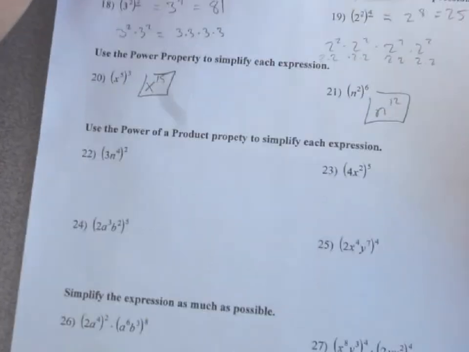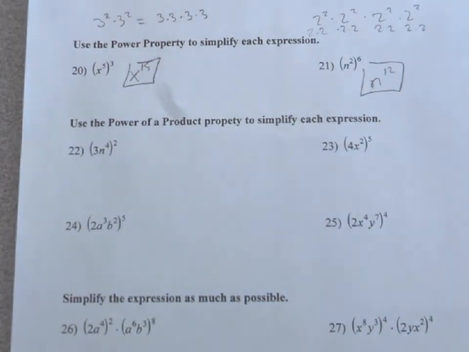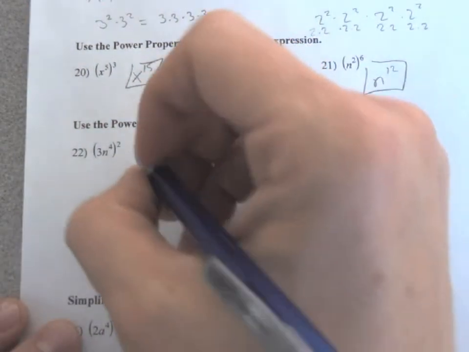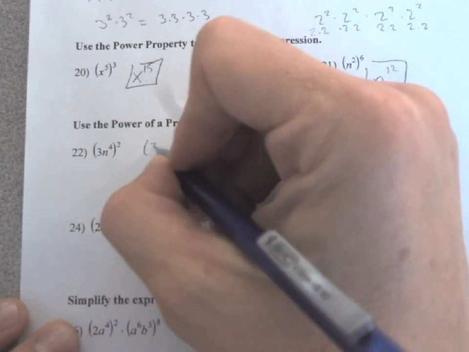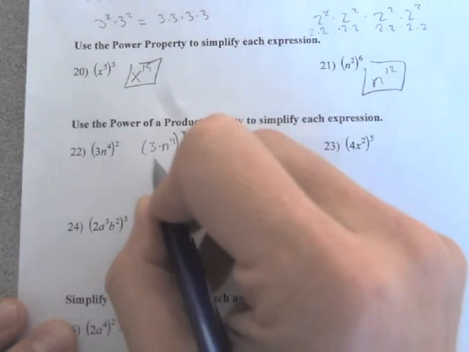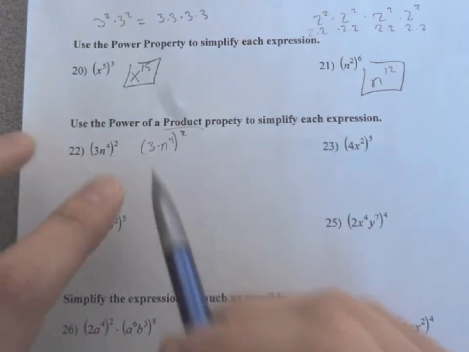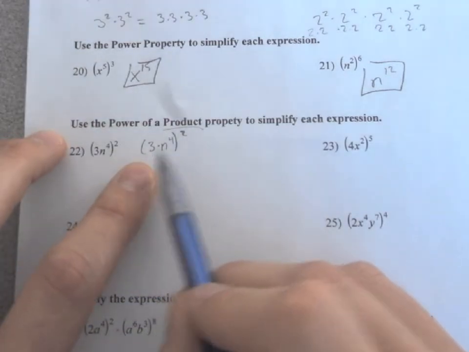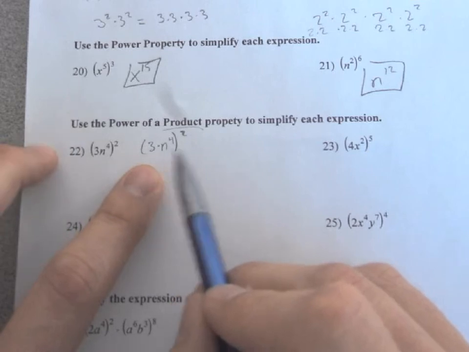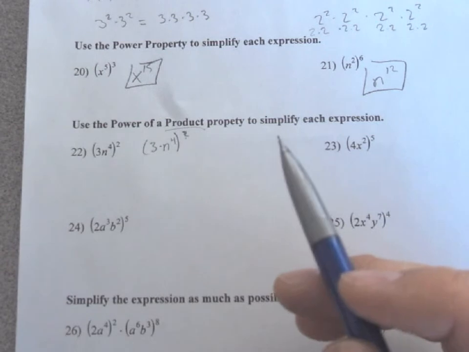Now, this next section is similar because we still use that same idea, but now we have multiple pieces inside the parentheses. So notice that this is actually, if we were to rewrite it, 3 times n to the 4th squared. So now we have pieces inside. Now this word product means multiply, right? And so what we have in here is called a product. It's 2 things getting multiplied. So this is a power of multiple things inside getting multiplied by each other.